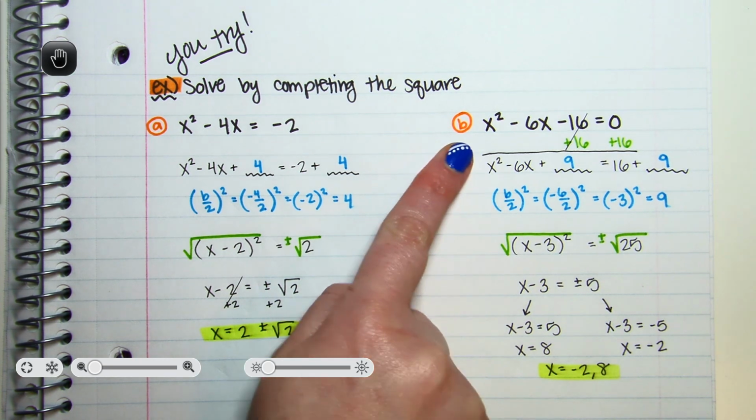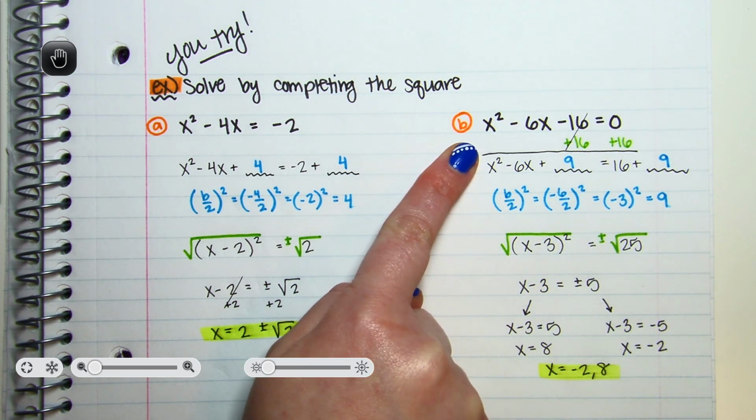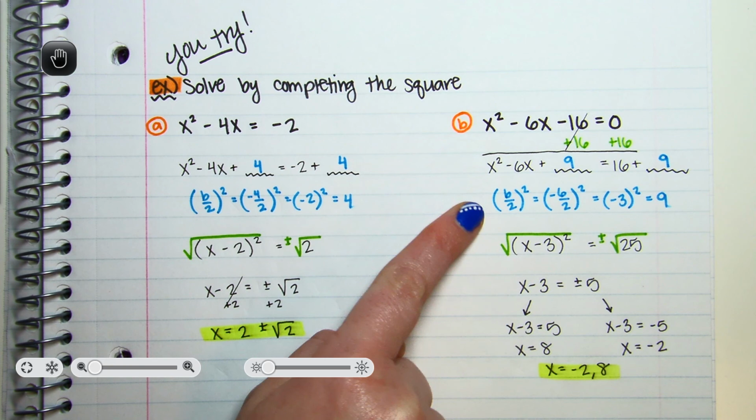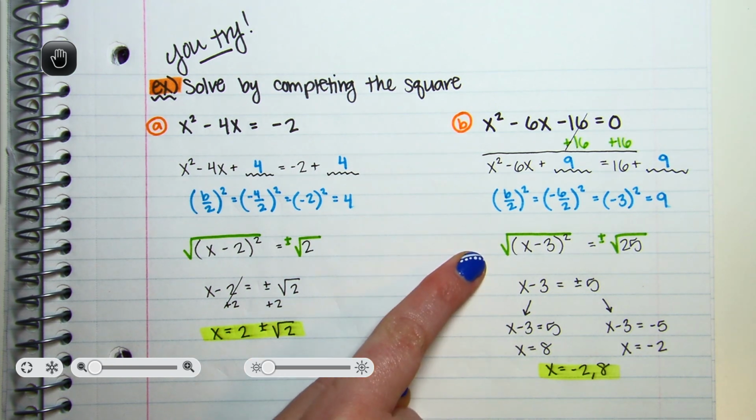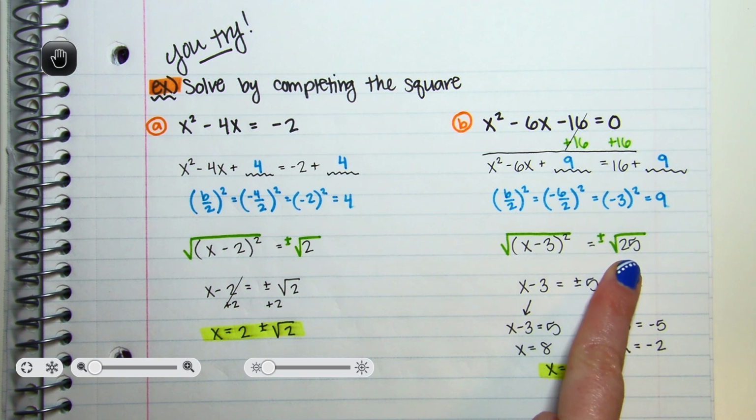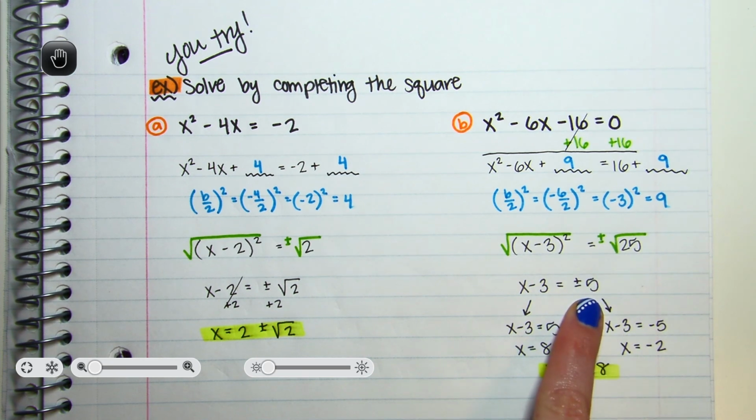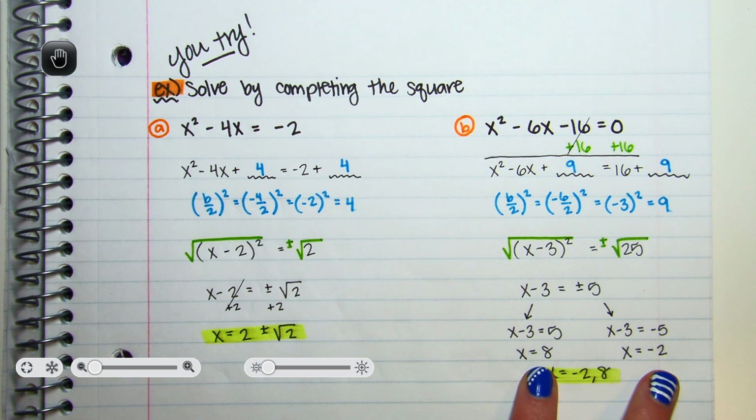Then for part B, you needed to move the constant over. You had to move over 16. Then find your b over 2 squared term. Now this one had a square root of 25, which is a perfect square. So that's how we got the plus or minus 5. And then you set up your 2 separate equations and solve each of them, and that's how you get the -2 and 8. All right, that is the end of our notes.